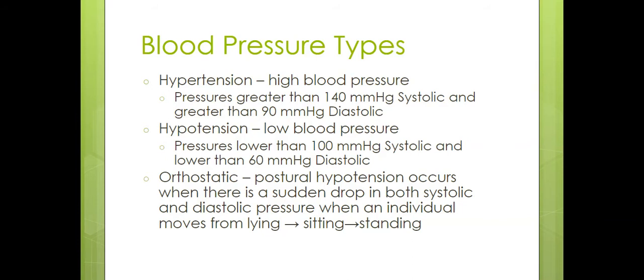Hypotension is low blood pressure. Its pressure is lower than 100 millimeters of mercury systolic and lower than 60 millimeters of mercury diastolic. So 100/60, that person has a low blood pressure. Now, is a low blood pressure bad? No, not necessarily. Some people do have a blood pressure of 96/60 or 99/60, but you have to know that that's their normal and that they've been cleared or treated for whatever reason why their blood pressure is low.